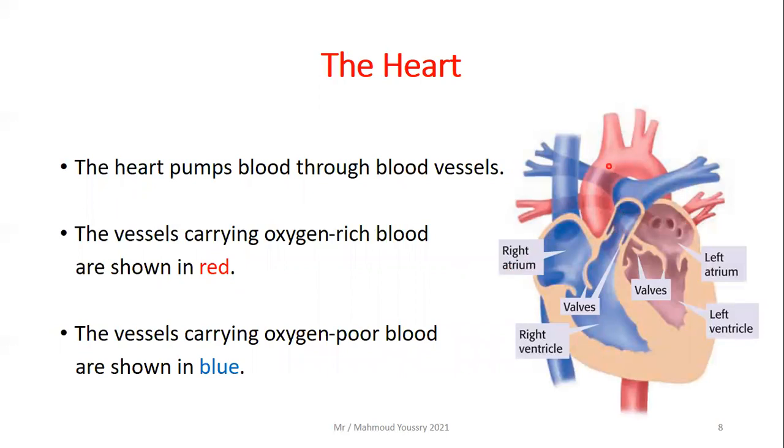So again, the heart has two sides separated by a thick wall. This is in all mammals. Each side has an upper chamber called atrium and a lower chamber called ventricle. The heart pumps blood through blood vessels. These vessels carry the oxygen-rich blood that is shown in red, and the vessels carrying oxygen-poor blood are shown in blue. Okay, they are not blue colored in our body. They are just in the picture to differentiate between the blood vessels that carry oxygen-poor blood and the blood vessels that carry oxygen-rich blood.